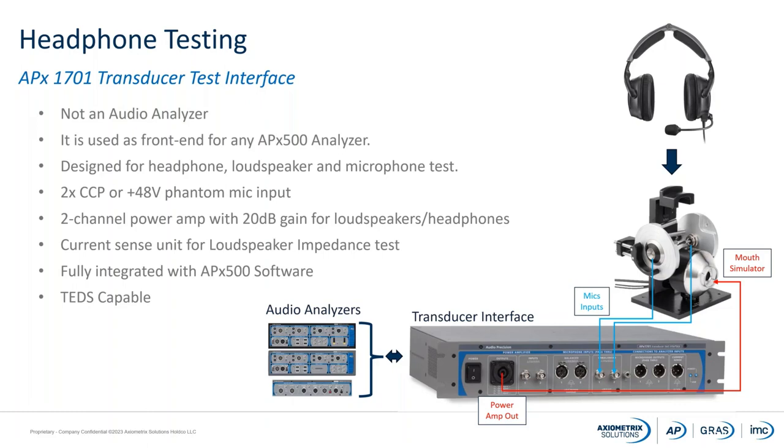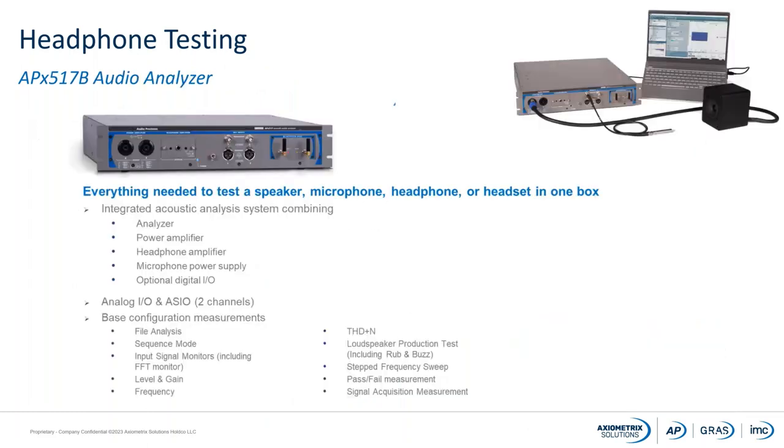But as I mentioned before, we now have the APx517 audio analyzer, which is the device you see up here. This analyzer is basically taking the capabilities of an AP audio analyzer and adding some of the capabilities of the 1701 transducer interface.